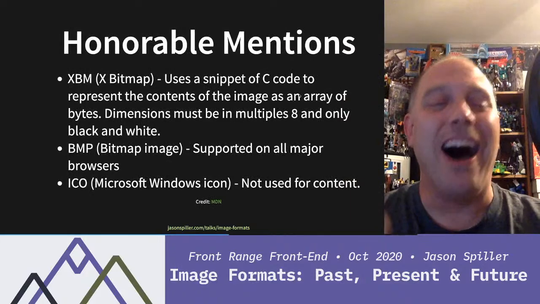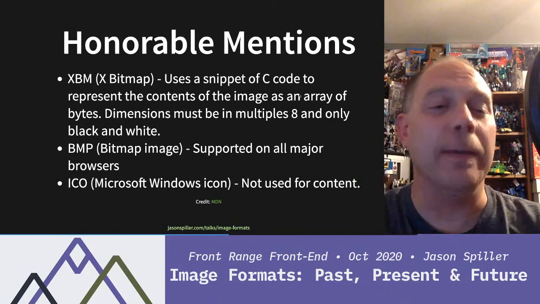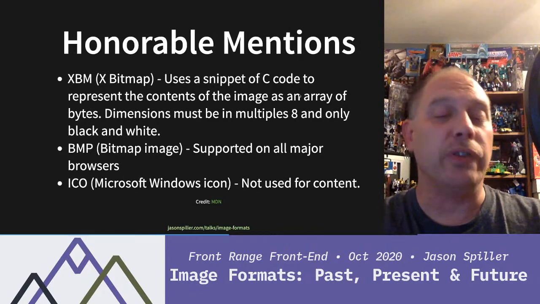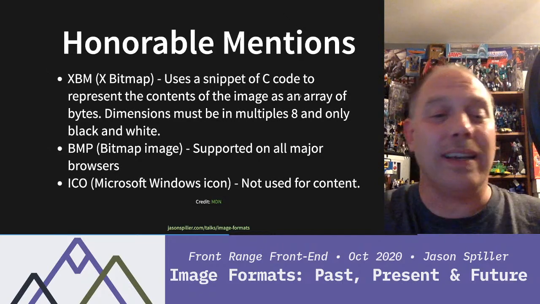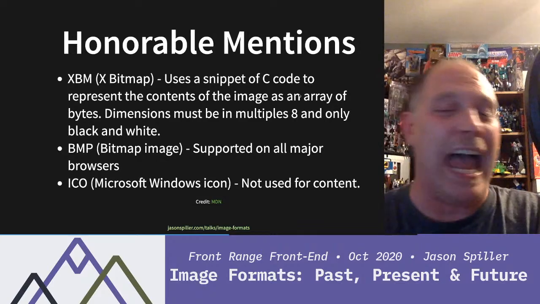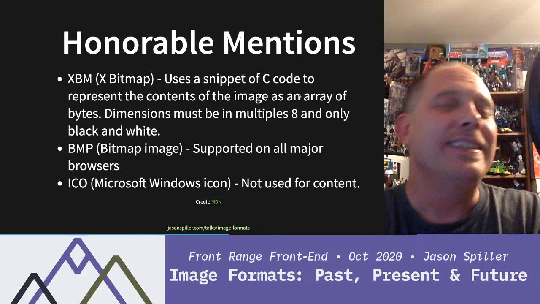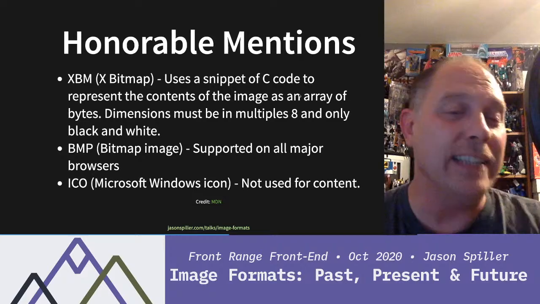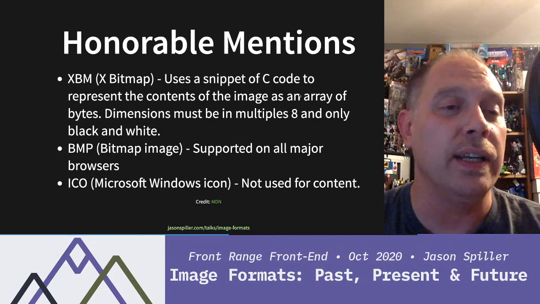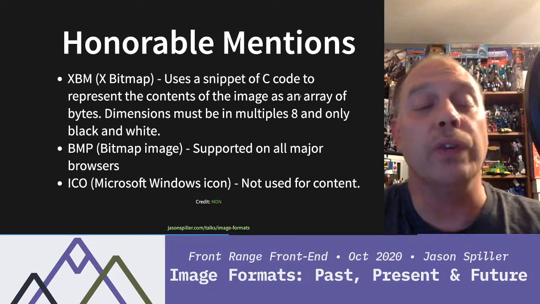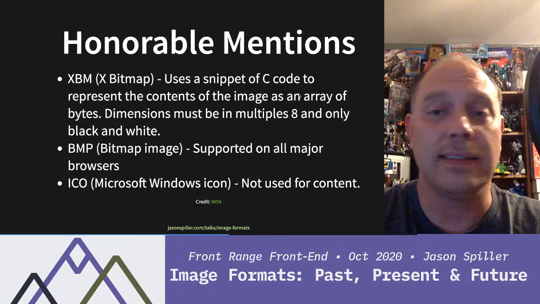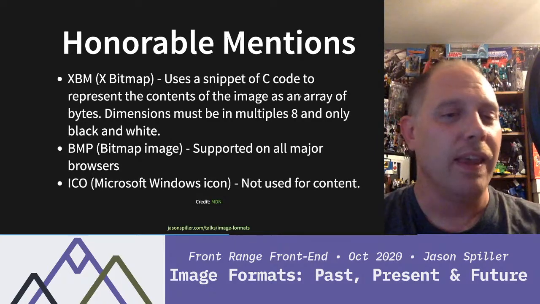Next up, honorable mentions. XBM, this is XBitmap. This used a snippet of C code to represent the contents of an image. The problem with this is it had to be a multiple of 8. It could only be black and white because it was basically on or off. And this is one of the earliest, along with GIF, one of the earliest supported image formats. Again, one that I was not at all familiar with. So maybe somebody has some experience with that that's even older than I am, if that's possible.